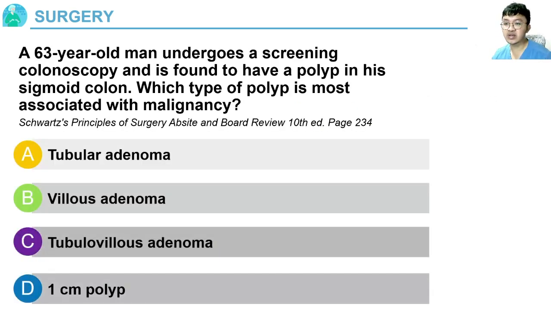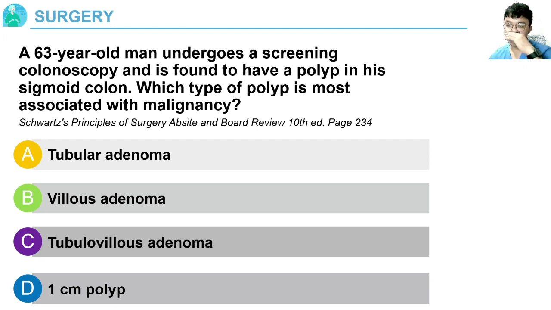Next, a 63-year-old man undergoes a screening colonoscopy and is found to have a polyp in his sigmoid colon. Which type of polyp is most associated with malignancy? Is it tubular? Is it villous? Is it tubulovillous? Or is it a 1 centimeter polyp?